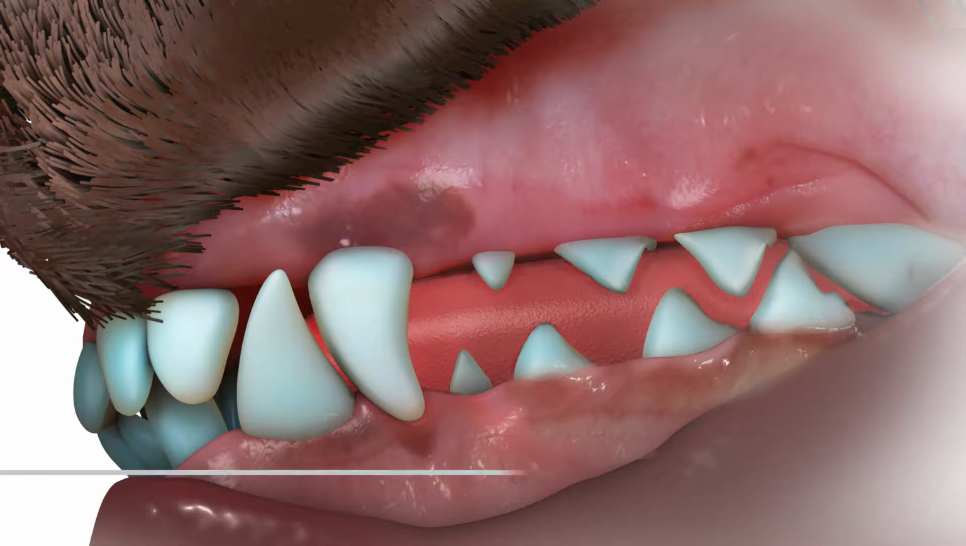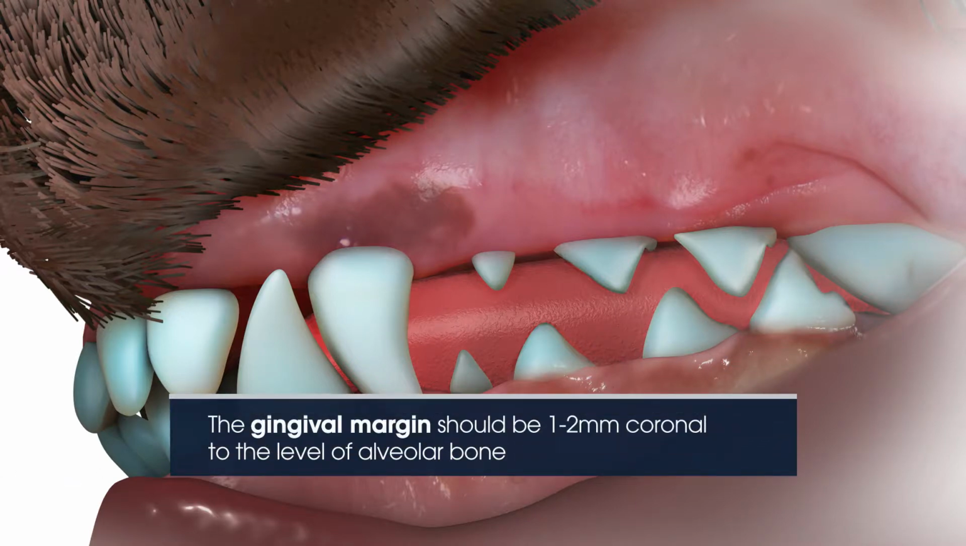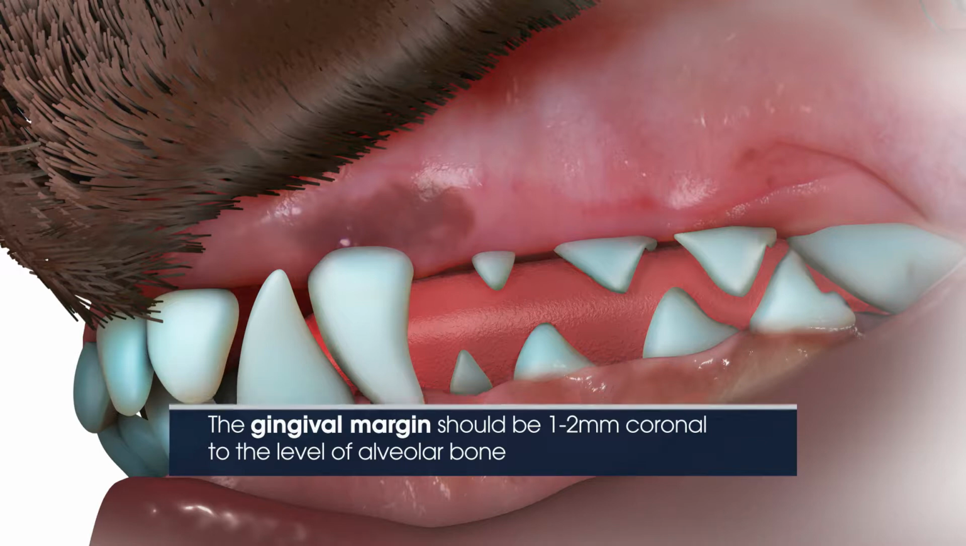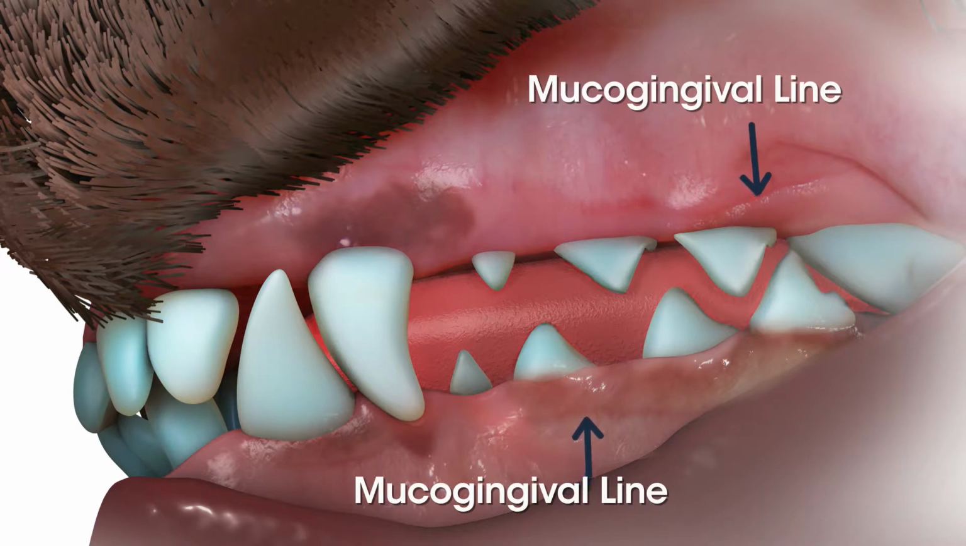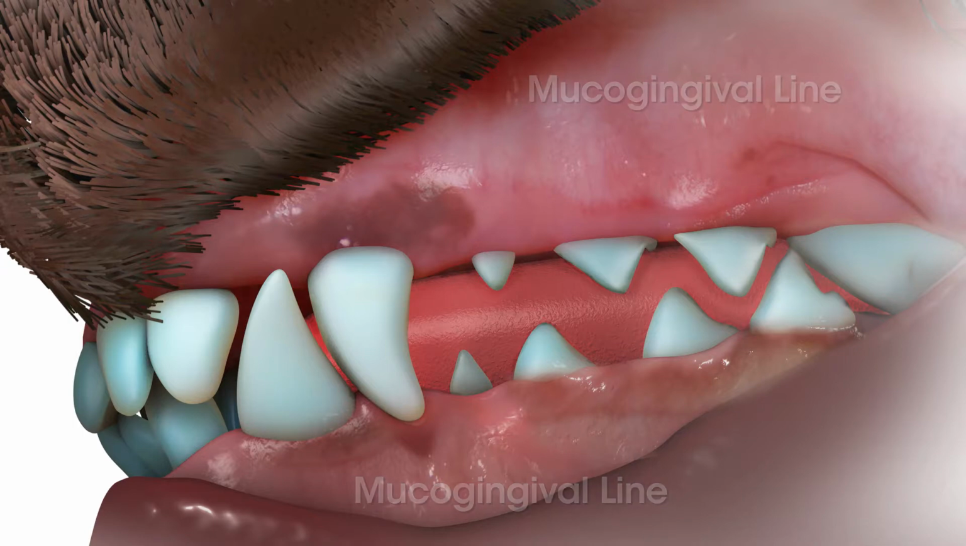That gingival margin should be 1 to 2 millimeters coronal to the level of alveolar bone around the tooth itself. There's a mucogingival line that looks like an indentation, essentially, in the gum tissue above the tooth, and it's called the mucogingival line. And you'll see that in the maxilla, which is the upper jaw, and you'll see that in the mandible, which is the lower jaw.